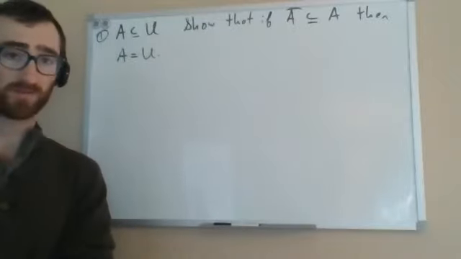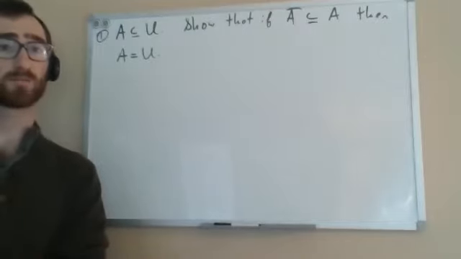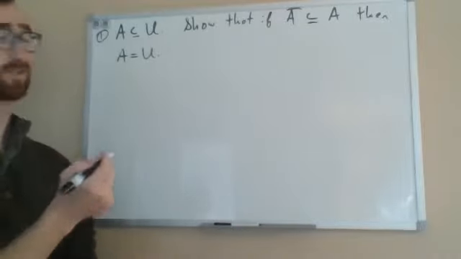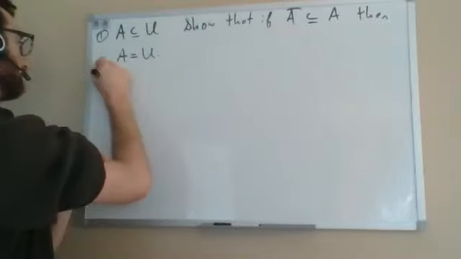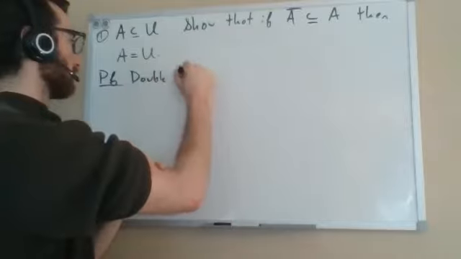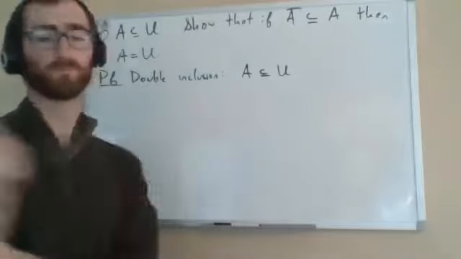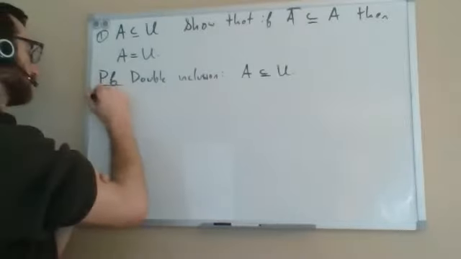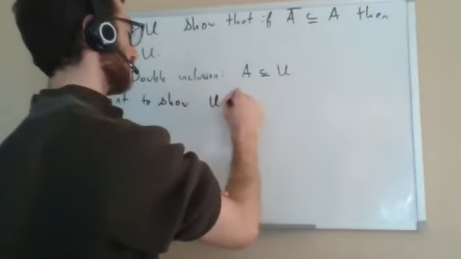But once again, what I want to reinforce here is that we're proving an equality of sets. So the first thing that should be in our mind, once again, is a double inclusion. One inclusion is obvious, right? U is the universal set, so A has to be contained inside U. So proof, double inclusion, because we're trying to prove an equality of sets. We already know that A is a subset of U. That's just given to us. So what we want to show is that U is contained inside A.